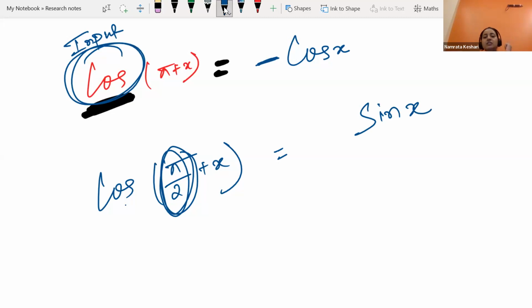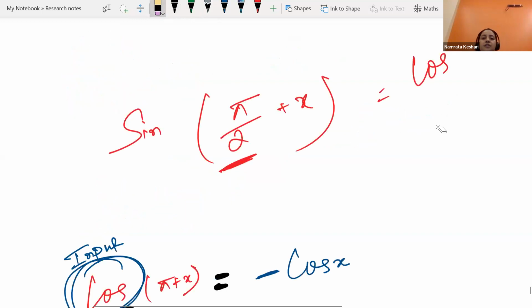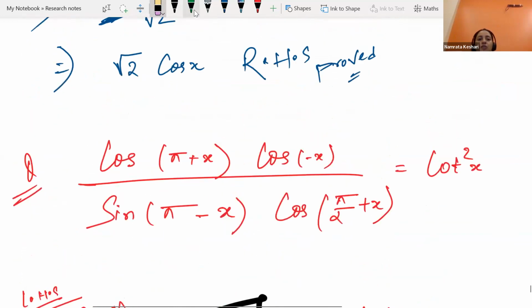Pi by 2 plus x is in which quadrant? First, second, third, or fourth? Second quadrant. We have to check the input one, not the output. In the second quadrant, is cos positive or negative? Negative, so the result will be minus sine. Getting it? If you understood this much, then you got it. Then we'll be able to solve this particular question. Let's solve it now.